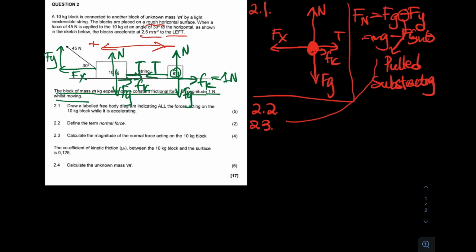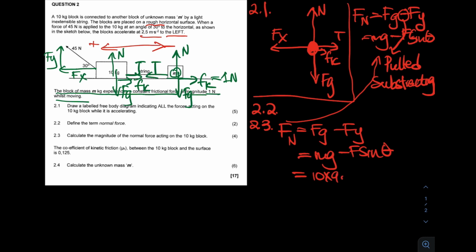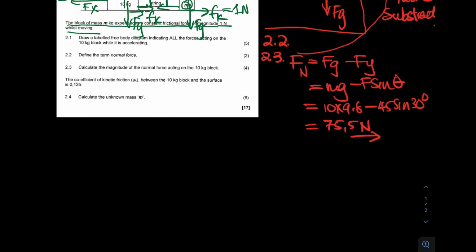What I've just reminded you there, guys, will help you in this. So you'll say the normal force is equal to Fg minus Fy. So it will be mg minus F sine theta. The mass there is what? It is 10 times 9.8 minus our force there. The force applied is 45 sine 30. So if you punch that in the calculator, you get the answer. That is 75.5 Newtons. Next. Okay, 2.